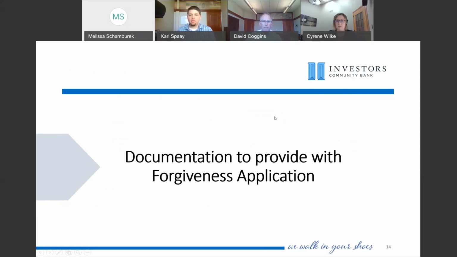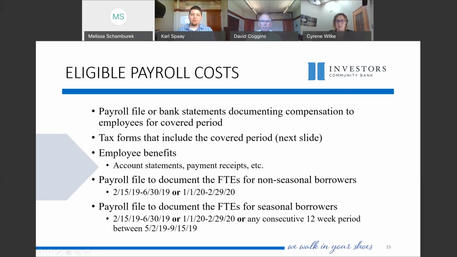So we'll go over the documentation that you're required to submit with your application to the bank, as well as documentation that you'll want to retain for your records. First off, the biggest expense or the largest portion of the forgiveness is going to come from payroll. As Dave mentioned, the requirement is at least 60%. And that can be whether you choose the 8-week or the 24-week covered period, or any combination in between.